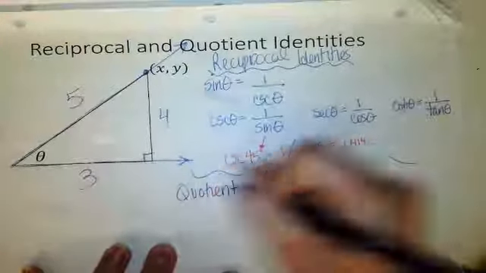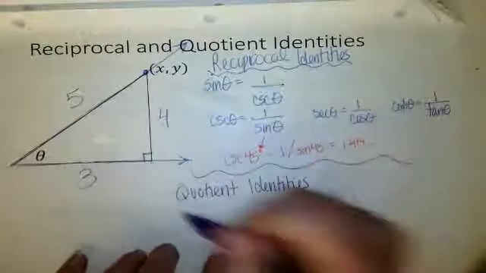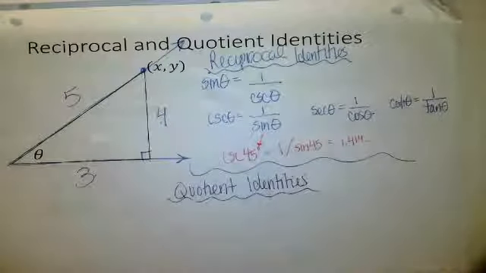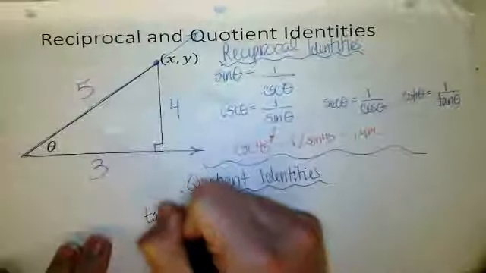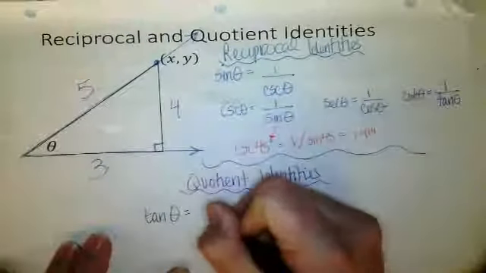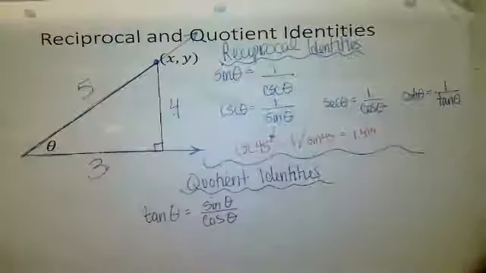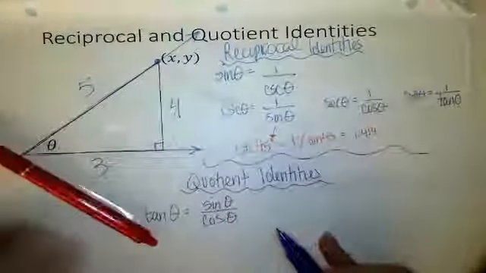What is a quotient? It's the result, the answer to a division problem. So quotient identities come from dividing two things. Here's one quotient identity: the tangent of some angle is the sine of the angle over the cosine of the angle. I'm telling you those two things are equal, but we can prove it pretty easily using our little 3, 4, 5 numbers.